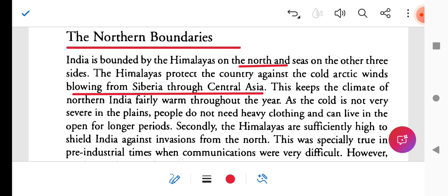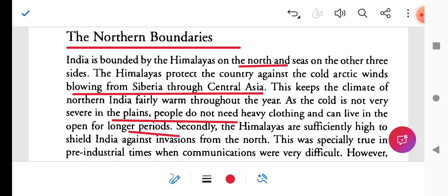very cold winds that originate from Europe and the Eurasian region, and move towards the Himalayas. And the Himalayas obstruct these winds and save India from the cold. This keeps the climate of northern India fairly warm throughout the year. As the cold is not very severe in the plains, people do not need heavy clothing and can live in the open for longer periods.